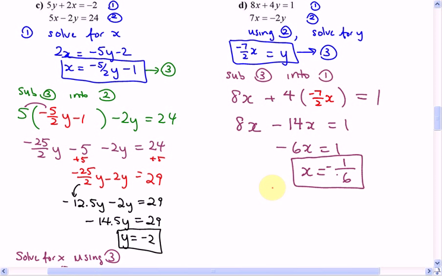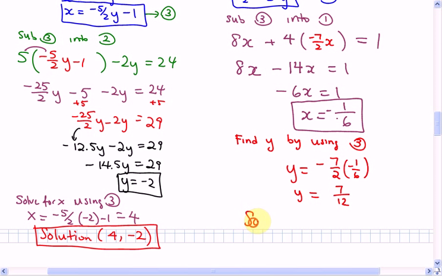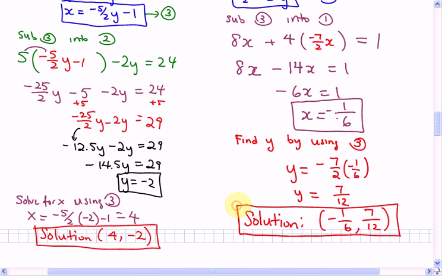And then, of course, you want to find y. So now find y by using equation number 3. So y equals negative 7 over 2 times negative 1 over 6. And that's just positive 7 over 12. So don't freak out when your answers are fractions. That's perfectly fine. Your solution in this case is x is negative 1/6, y is 7/12.